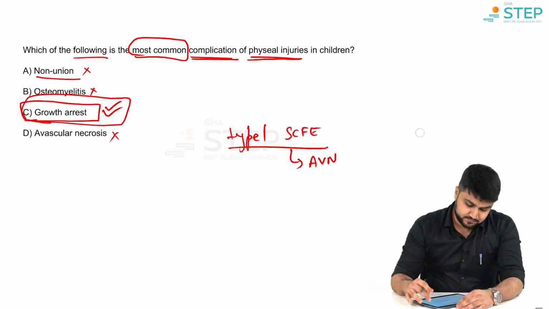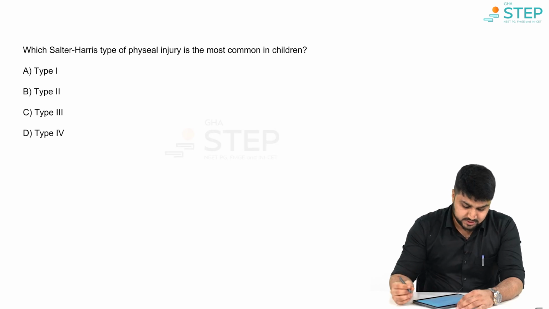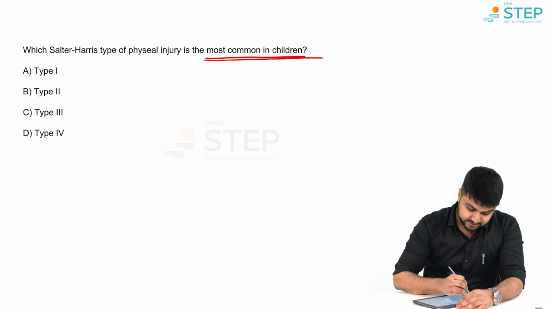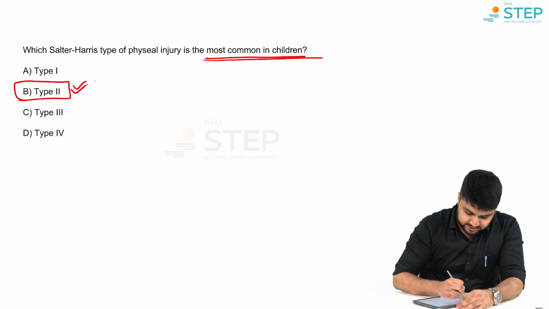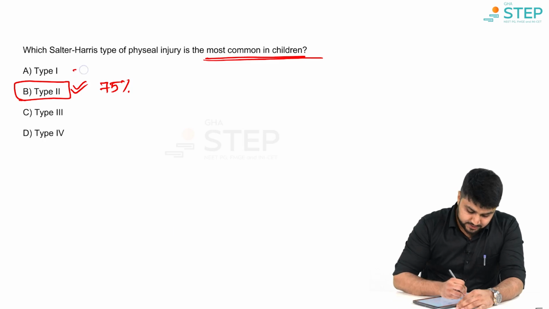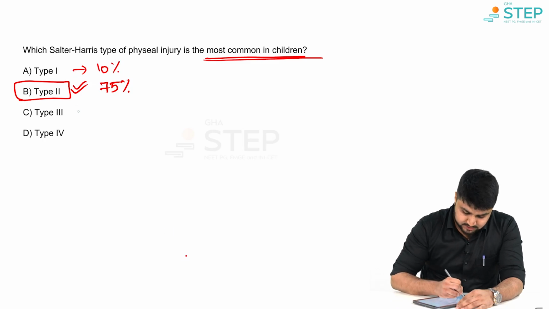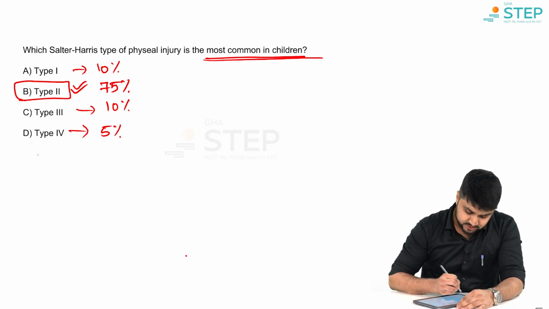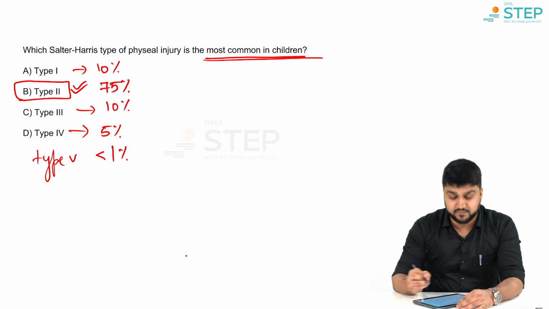The next question: which Salter-Harris type of physeal injury is the most common in children? This we have already discussed. Type 2 is the right answer here. It accounts for 75% of all Salter-Harris fractures. Type 1 accounts for around 10%, type 3 accounts for around 10%, type 4 accounts for about 5%, and type 5 accounts for less than 1% of all Salter-Harris injuries.